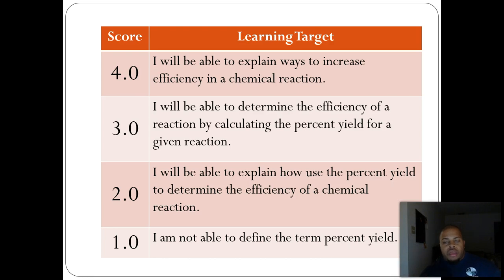Now, our goal, of course, by the end is that you'll be here at level 3. I'll be able to determine the efficiency of a reaction by calculating the percent yield for a given reaction. You may be starting off with a basic idea of how we're going to go about this, which is perfectly fine. You might be at a level 2.0, or you might be at that level 3.0. Or, I have no idea, I'm at the basic bottom level. I'm ready to start and move on. So go ahead and rate yourself, and we're going to jump into this head first.